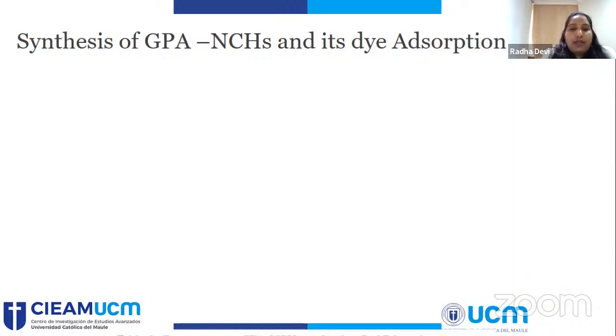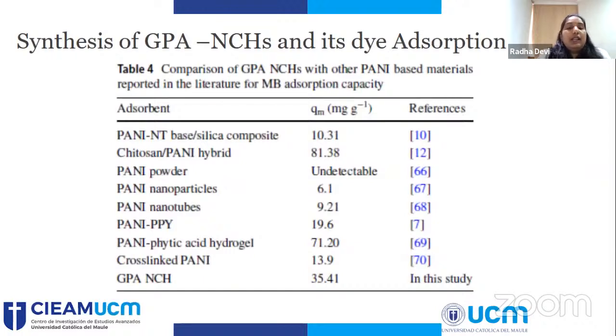So after obtaining these results, we calculated the maximum adsorption capacity and compared it with other reported materials in the literature. We found that the GPA nanocomposite hydrogel was more effective, with a pretty good adsorption of 35.4 milligram per gram. So this can be considered a good adsorbent material for adsorption studies.